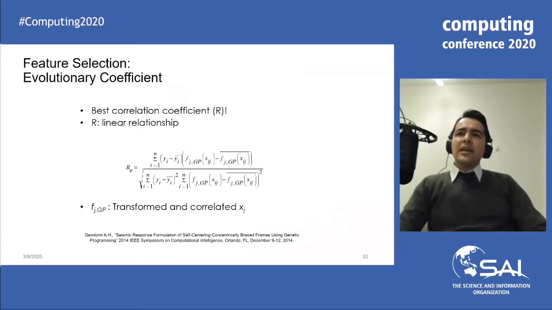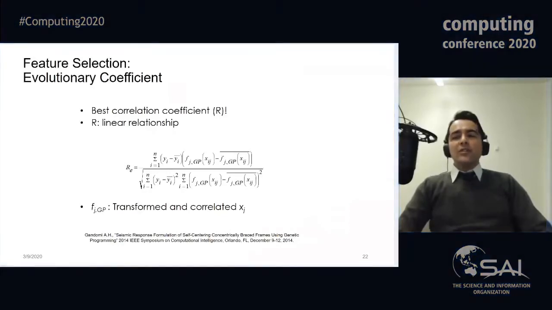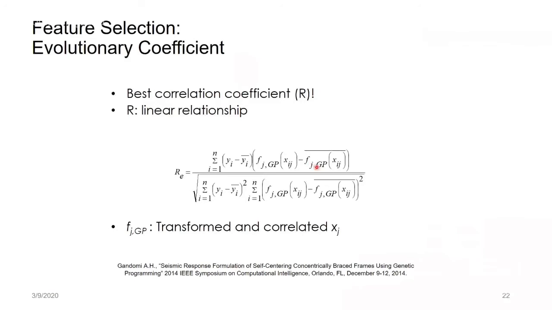So first, for selecting the features, the simplest way probably is looking at the correlation coefficient, yes? But the problem of the correlation coefficient is it only finds a linear relationship between two sets of data. So I tried to replace some parts of the correlation coefficient equation with GP equations, as you can see here. For example, GP here, GP here. So now this modified correlation coefficient is called the evolutionary correlation coefficient. And we found it very promising for this highly nonlinear problem.